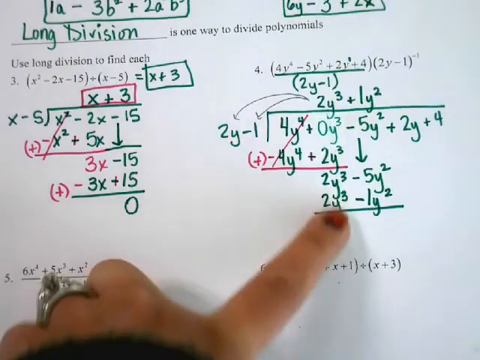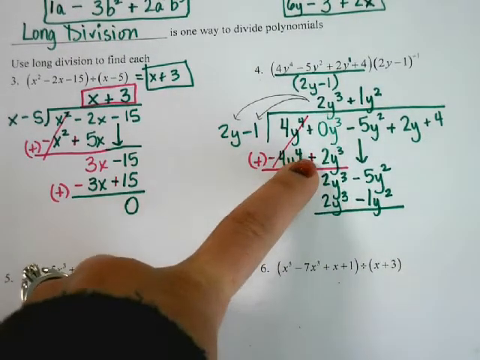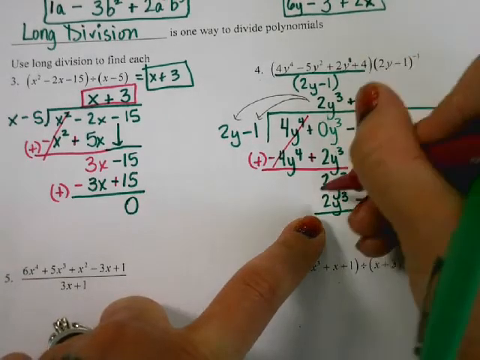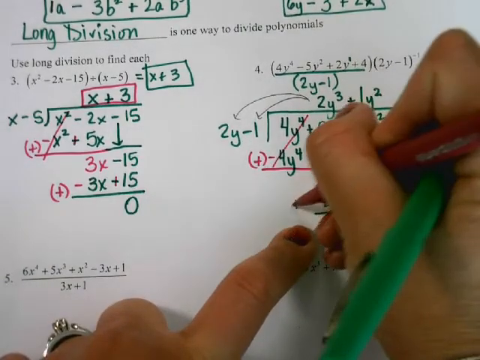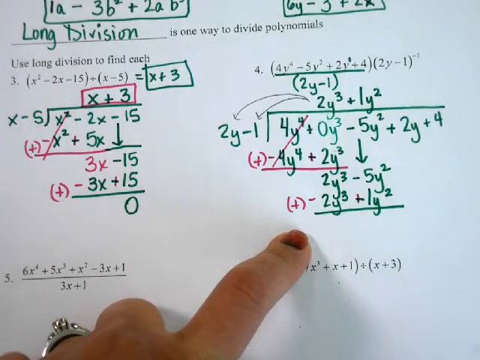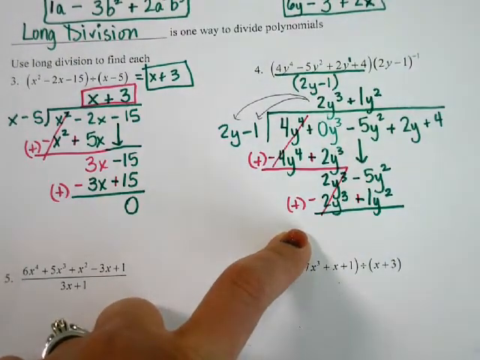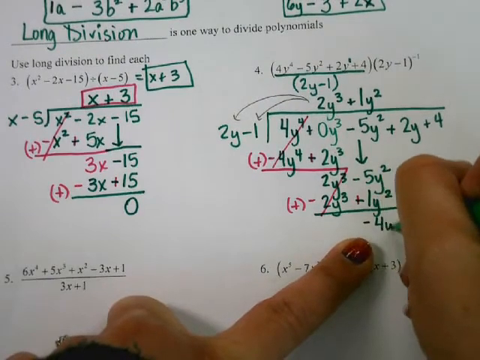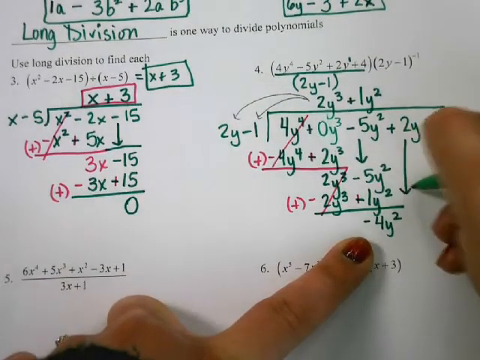That first one should always cancel out, okay? You're figuring out what to multiply to make it work, so it should always cancel out. Flip, flip, and add. So, minus 5y squared plus 1y squared gives me a negative 4y squared. Bring the next one down.